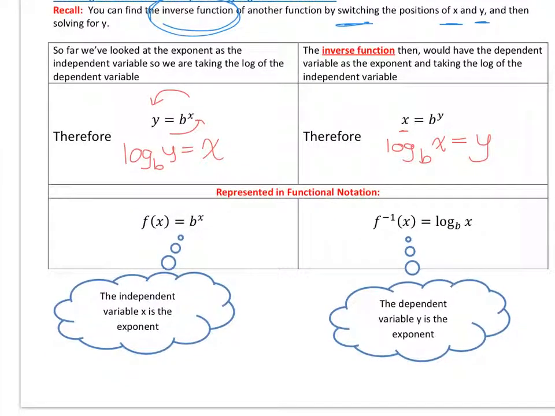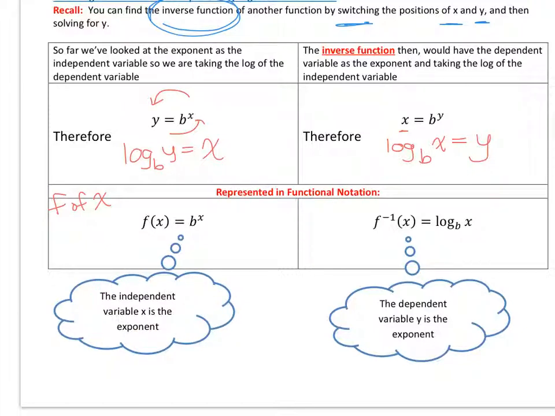Now, what does that look like in functional notation? Well, we've learned that we can look at that output here, y, as a function notation. It's a function of the independent variable. So we just replace that y here with f of x. That's how we read that. f of x. So we have f of x equals that base raised to the independent variable, and that's the exponent, the independent variable in this case.